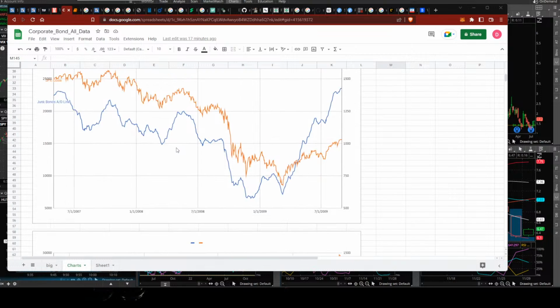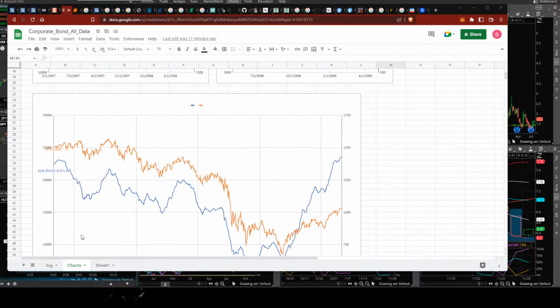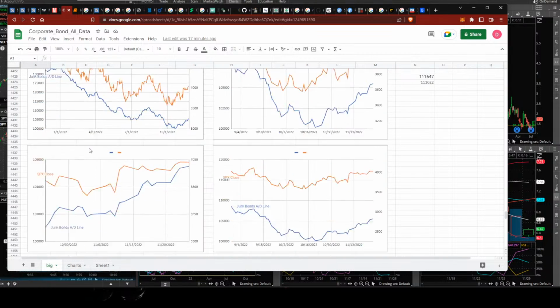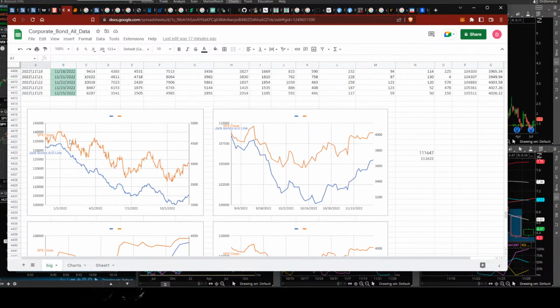And in 2007, 2008, it gave us that signal, well ahead of time. And it also did that in 2022, which is where we are right now. The market actually topped out around the end of December, early January, but our junk bonds ADL line was already showing a trend reversal. It was already making a lower high. Actually, it gets cut off right here.